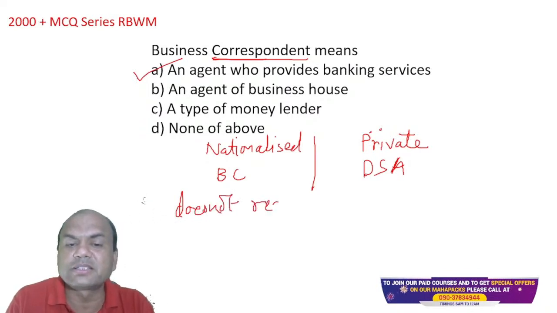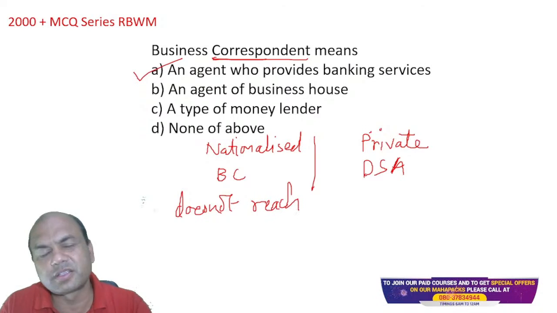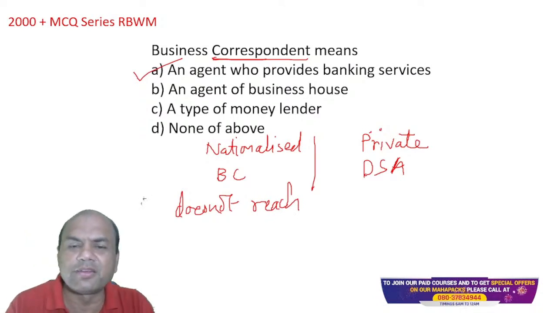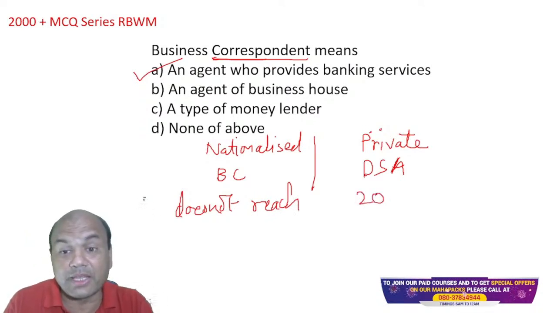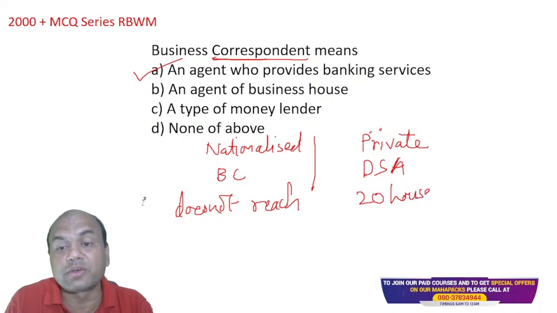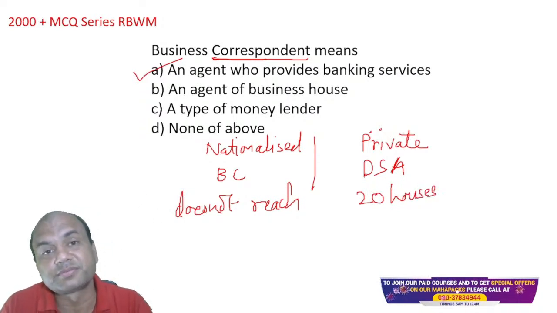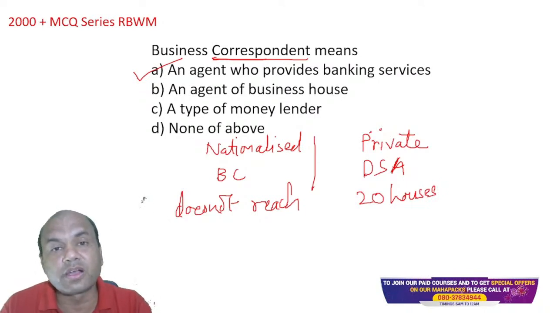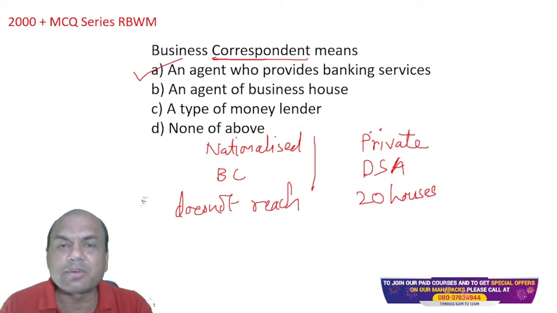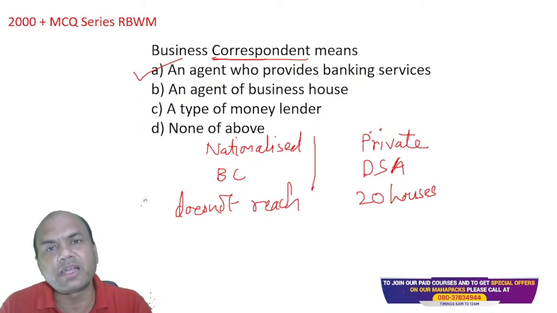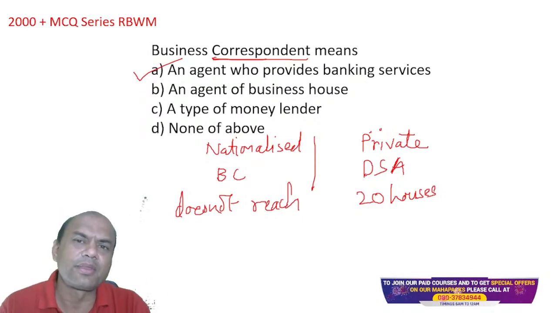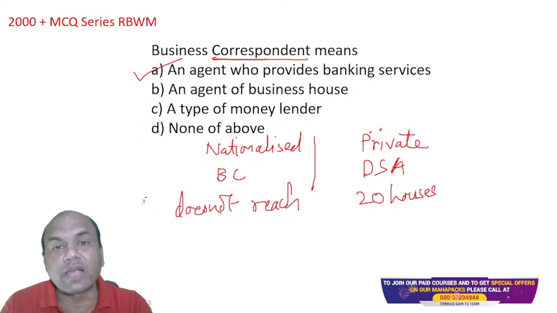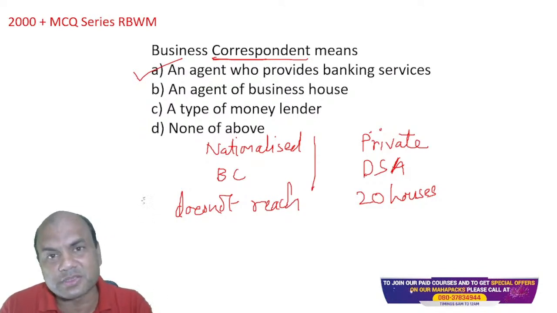Does not reach means, let's say there is a small village of 20 houses. There are many villages which are 20 houses, 30 houses, 50 houses. The population is hardly 200, 300, 400 max. Can you set up a branch over there with a 500 population? You can't. Because if you set up a branch with 500 population over there, what will be the cost?